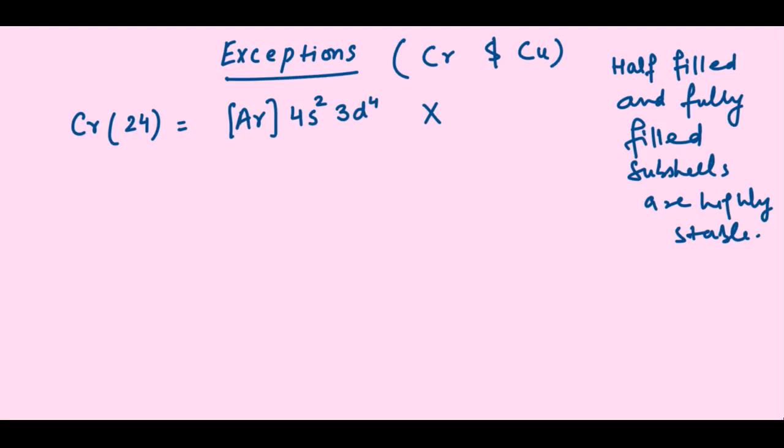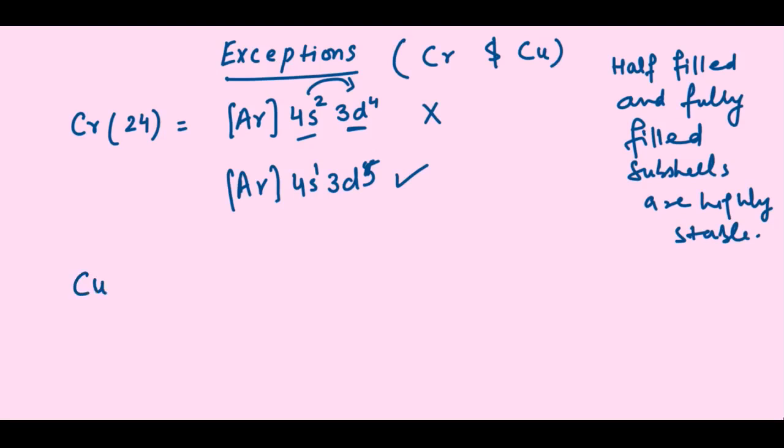So what if I shift one electron from 4s to 3d? The 3d will acquire the half-filled configuration, and the 4s will also become half-filled. I've told you the capacity of d is 10, because there are 5 orbitals, so it can hold 10 electrons. But if I shift one electron from 4s to 3d, the configuration becomes argon 4s1 and 3d5. So it gets stability due to the half-filled configuration. This is the right configuration of chromium.